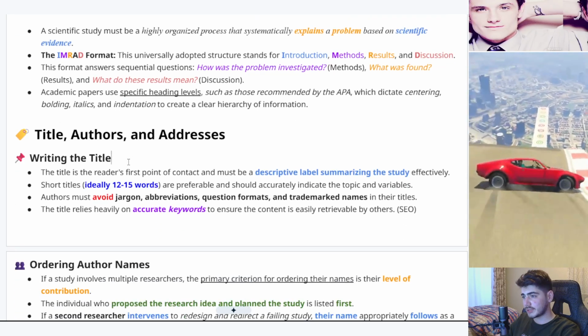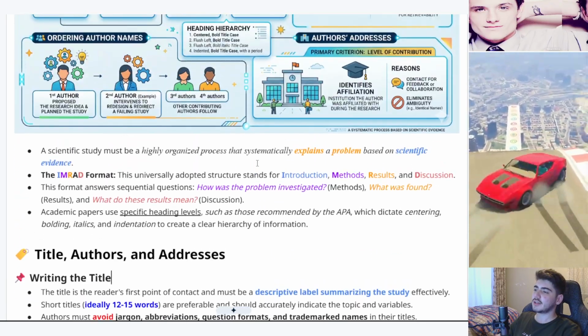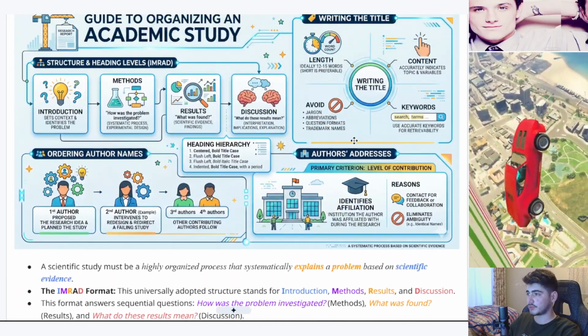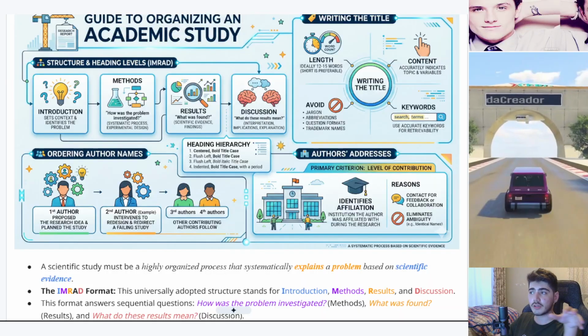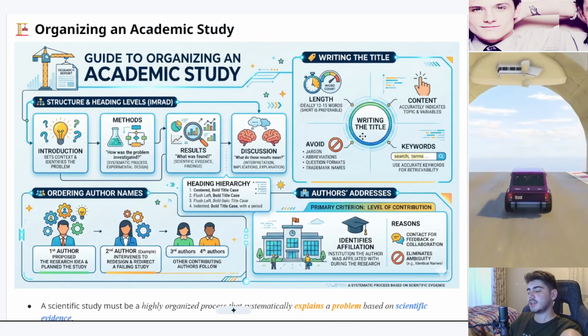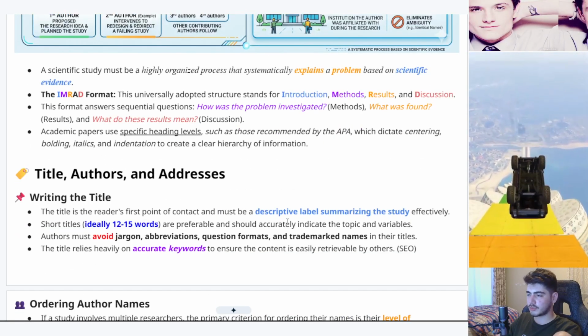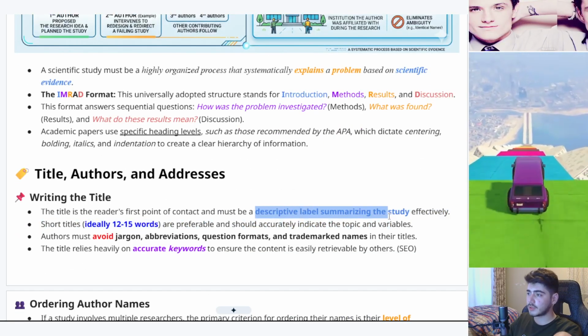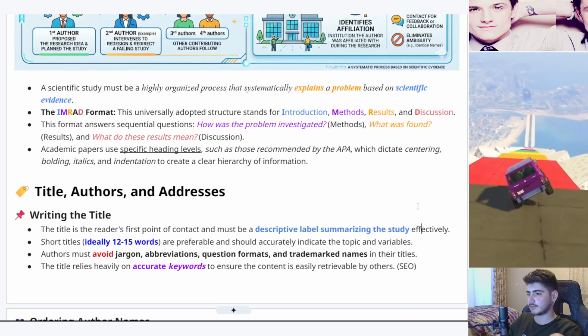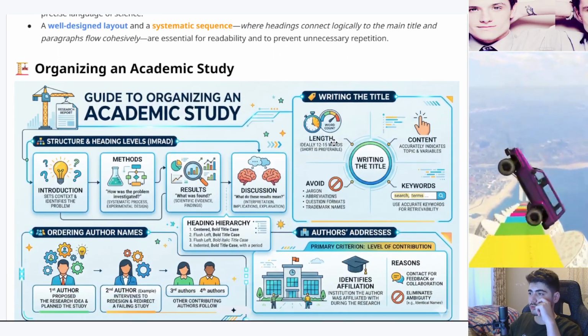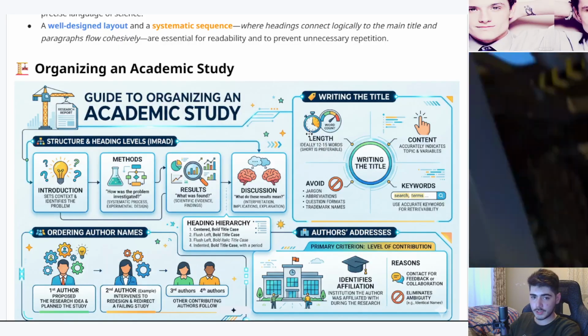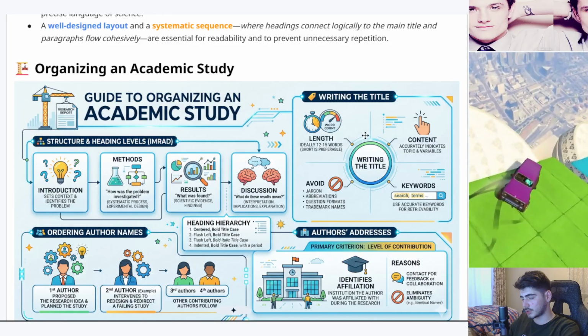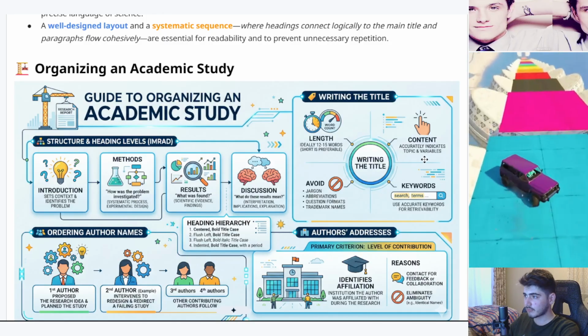So, when writing the title, as it is the first contact point of the readers, it needs to be quite short and it needs to be a descriptive label summarizing the study effectively. It needs to be quite short, ideally 12 to 15 words. So, shortest is preferable.